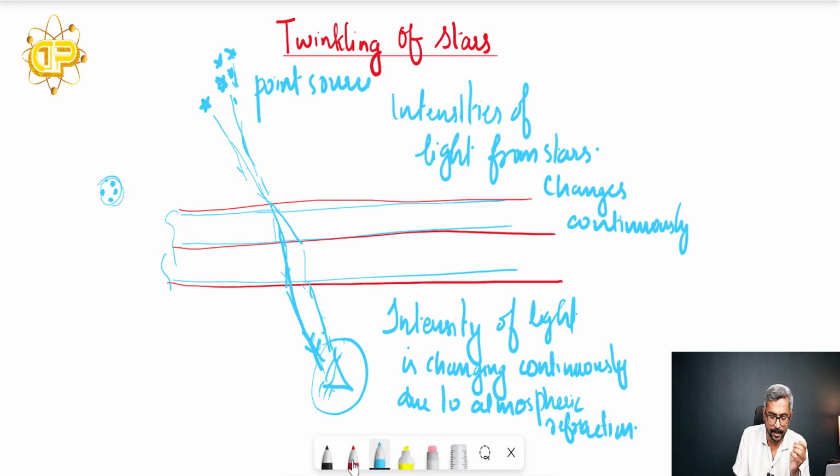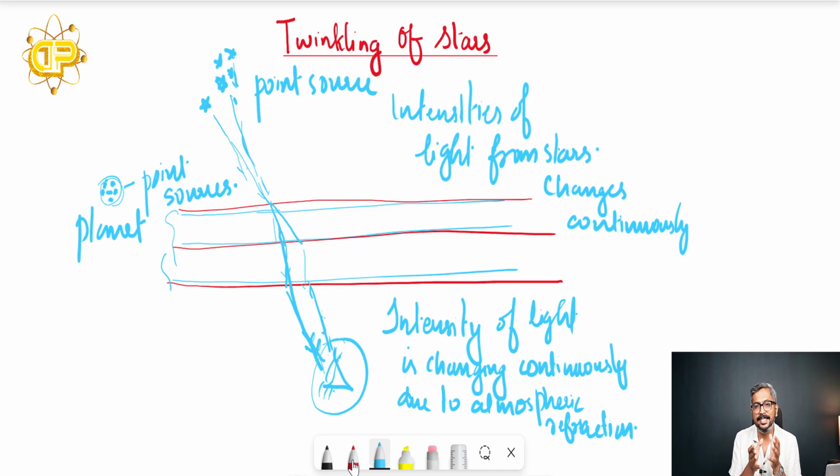Whereas in the case of a planet, it is considered as a group of point sources. So even though the intensities are changing, it compensates. All the point sources will compensate against each other, and you will get a correct intensity of light. As a result, the planets won't twinkle, whereas the stars twinkle. So this is about the twinkling of stars.